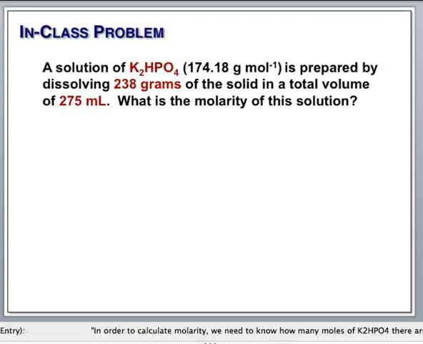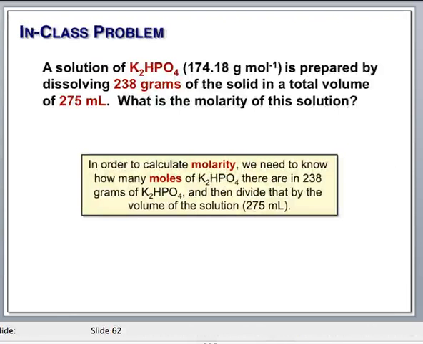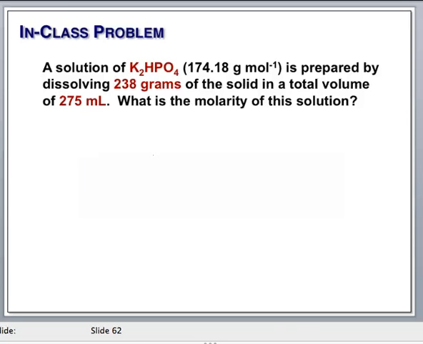All right, simple calculation. Go ahead and work this one. This is potassium hydrogen phosphate. We have 238 grams of it, total volume of 275 mils. What is the molarity? We need to convert our mass to moles. Mass over molar mass is moles, right? Then divide that by our volume in liters.